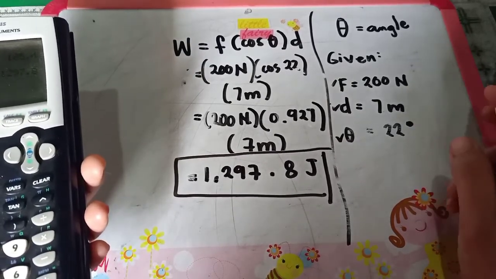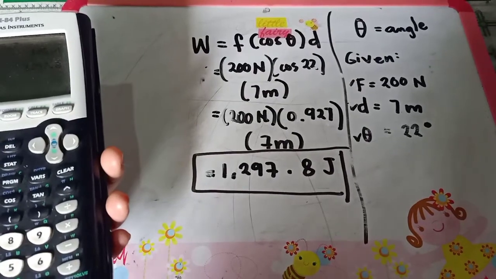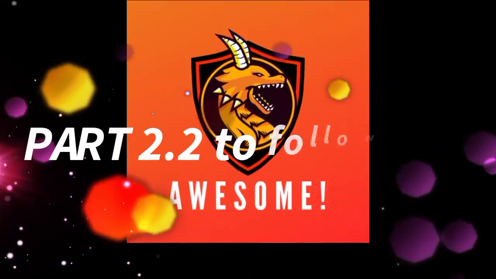So this is now the work done at an angle in the given problem, which is found in the PowerPoint presentation about work, power, and energy in your Schoology account. Part 2.2 to follow.